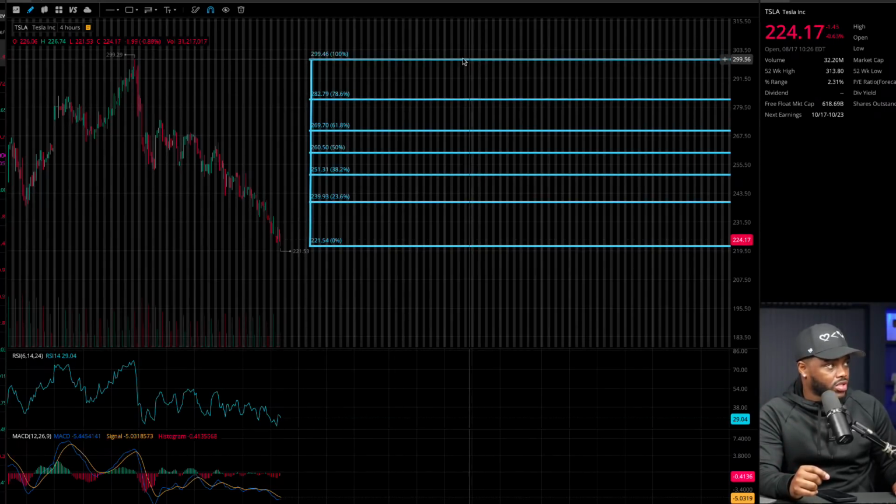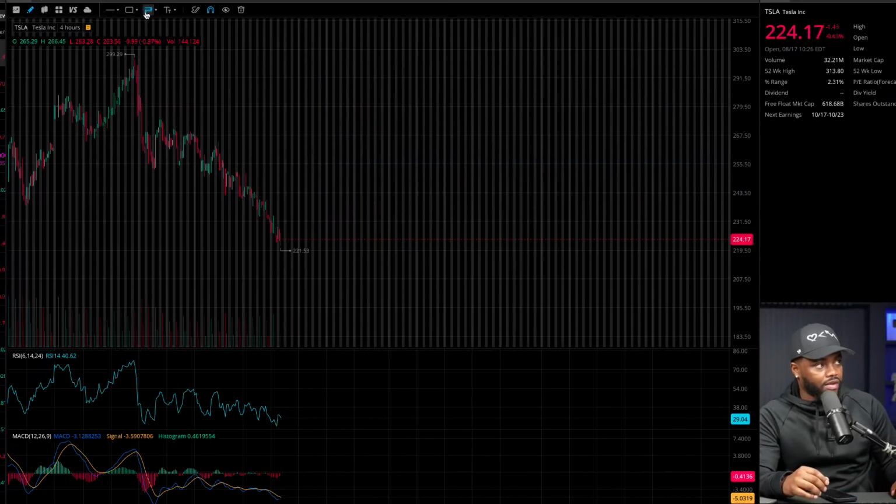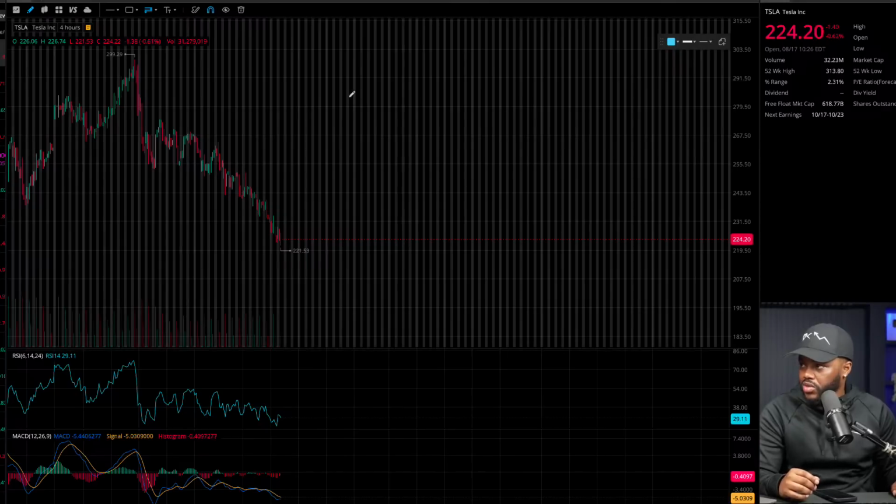Headphones in the chat, family, so you can do this yourself. I click the Fibonacci tool. Now you see how it's a pencil? It's waiting for me to click somewhere. I'm going to scroll up to the top of the market. This is where Tesla was.